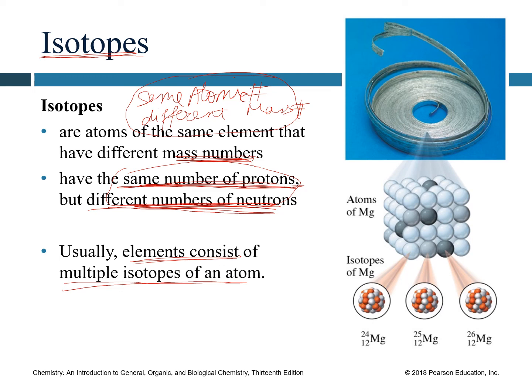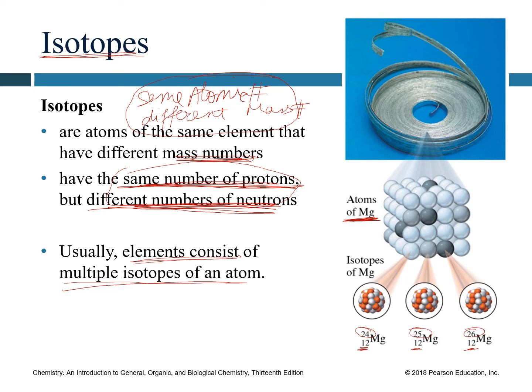For instance, if we talk about atoms of magnesium, Mg stands for magnesium metal. Magnesium has 3 different isotopes that you can see right here. It is magnesium 12-24, magnesium 12-25, magnesium 12-26. The number that you see right here, 12, is the atomic number. So all these atoms have the same atomic number, and what's different is this number, which is called the mass number, 24, 25, 26.